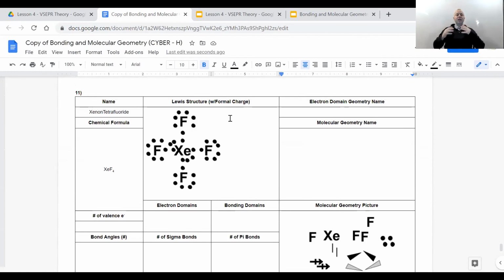Okay. Now, we are on the last example that we are going to do together. So we have xenon tetrafluoride. And in our next unit, we'll actually learn how to name these compounds. So that'll make more sense in about 2 weeks. So the number of valence electrons that we have, 7 times 4, 28 for fluorine, plus 8 more. So that's a total of 36 electrons.